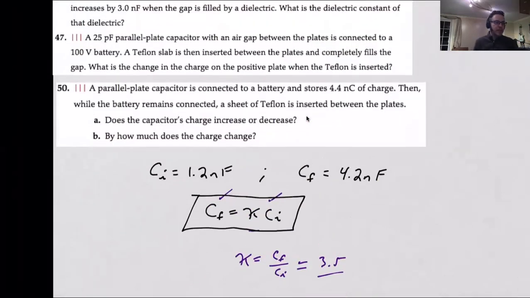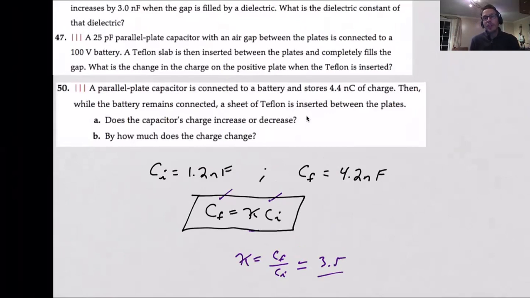Parallel plate capacitor is connected to a battery and stores 4.4 nanocoulombs of charge. Then while the battery remains connected, same battery, sheet of Teflon, same material as before, is inserted between the plates. Does the capacitor's charge increase or decrease? Well, the dielectric constant of Teflon is 2. And so if C final is equal to 2 times C initial, it definitely increases. Well, how much does the capacitance actually increase? It doubles the capacitance, right? Because you're multiplying by a kappa, which is 2.